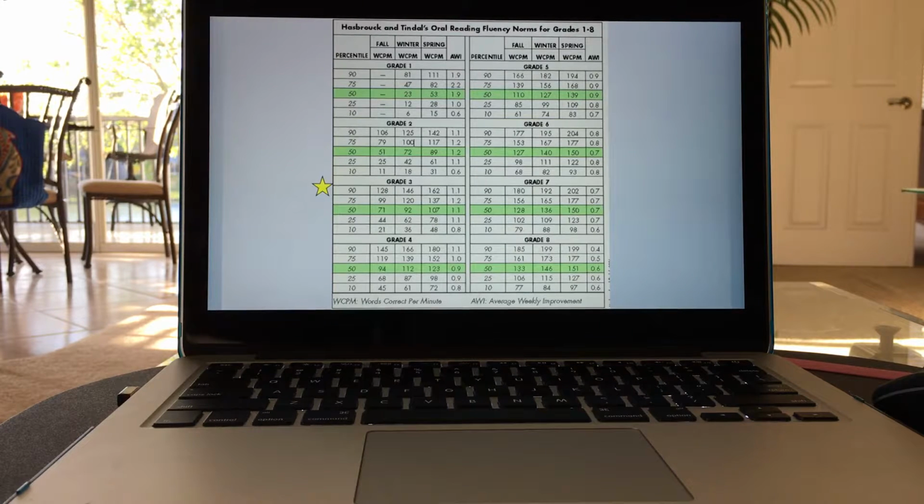As the table shows, A is right on track for her WPM. Since we are in the spring semester, A is in the 90th percentile. Looking at the fourth grade WPM, A aligns with a fourth grade winter WPM in the 90th percentile.